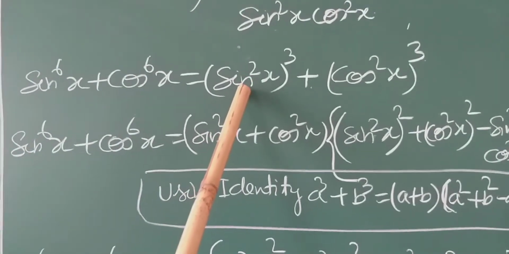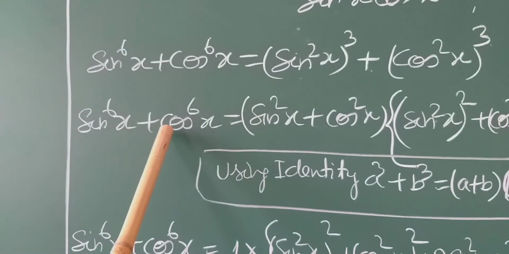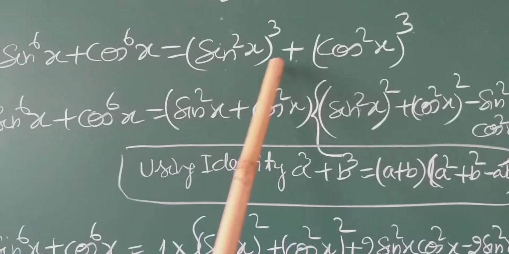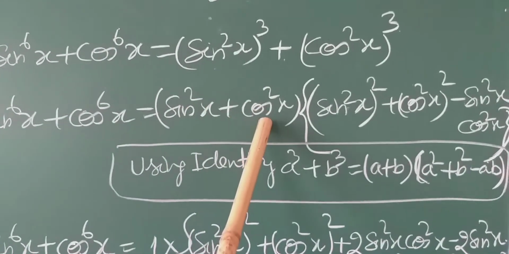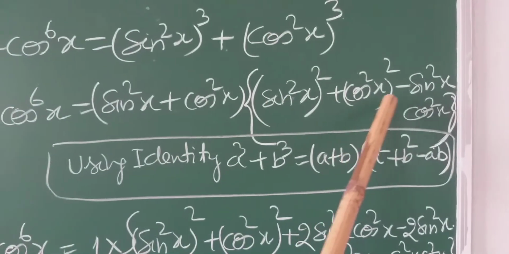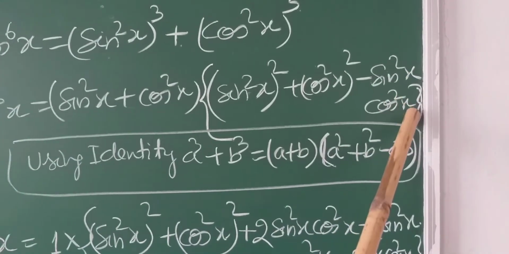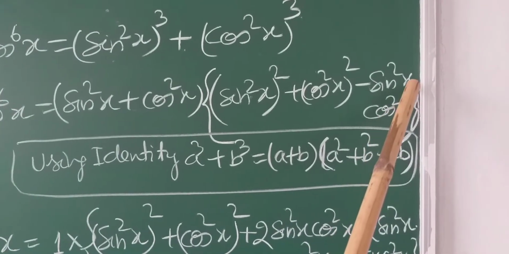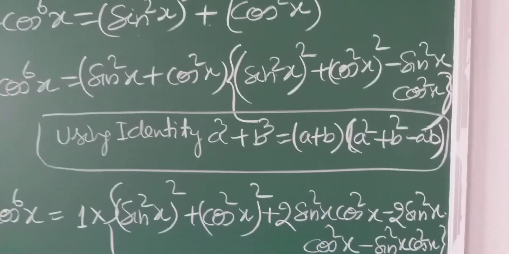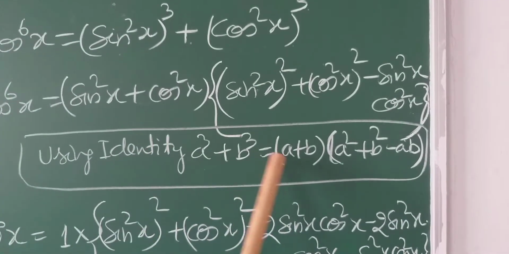So we can use here the identity a cube plus b cube. So sin to the power 6 x plus cos to the power 6 x equals a plus b, sin square plus cos square, times a square, sin square x whole square, plus b square, cos square x whole square, minus ab, sin square x cos square x. I have written cos square x down because there is no space. So which identity have we used here? a cube plus b cube equals a plus b times a square plus b square minus ab.